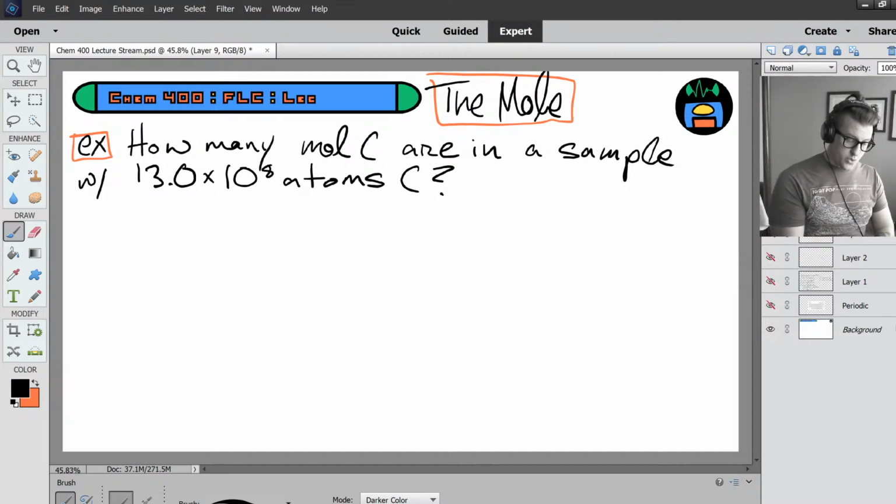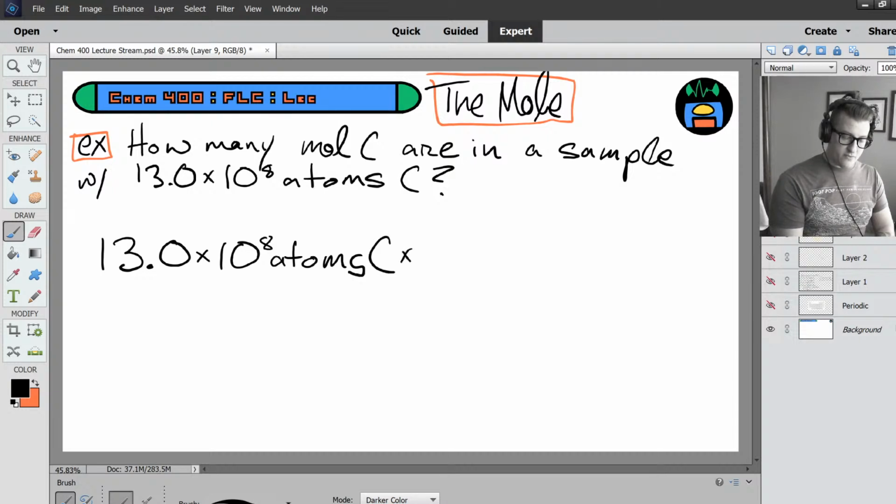All right, so we're given atoms of carbon, that we have 13.08 times 10 to the 8th atoms, and we need to convert this to moles. So we're going to put atoms of carbon in our denominator, moles of carbon in our numerator.